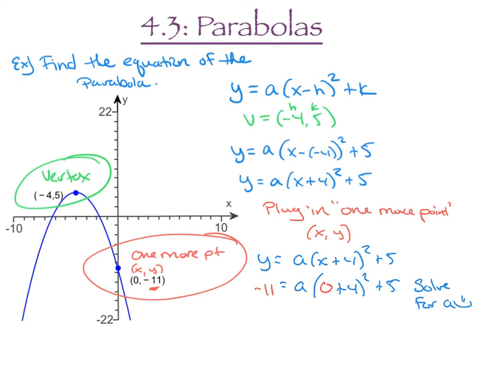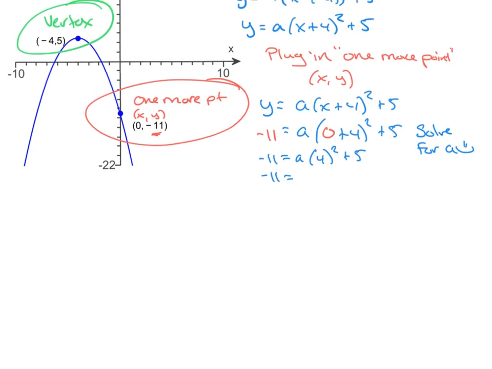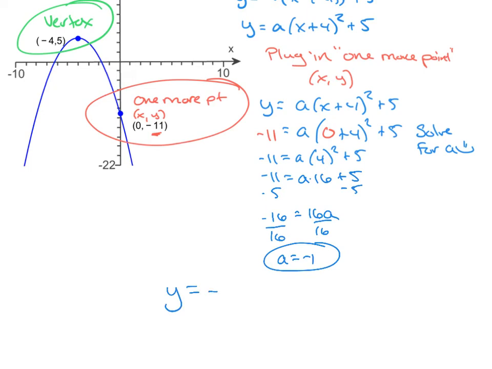Okay, cool, here we go. Let's see, 0 plus 4 is 4. So I have -11 equals a times 4 squared plus 5. 4 squared is 16. -11 equals a times 16 plus 5. Subtract that 5 from both sides, and we have -16 equals 16a. Divide both sides by 16, and we have a as -1. So now I know the standard form of this parabola is -1, which I'm not going to write the 1 in, just the negative: negative (x plus 4) squared plus 5.